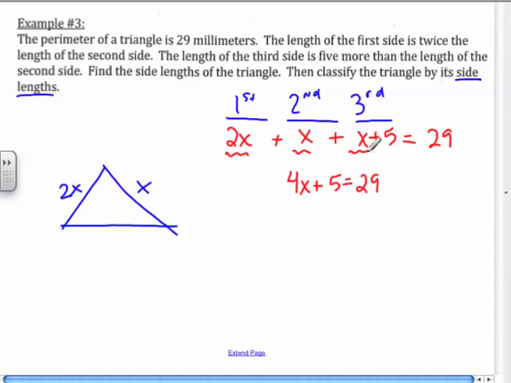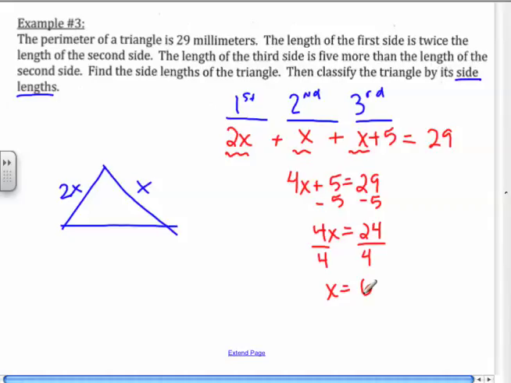Where do I go from there, Will? You may want to rephrase it. What do I need to do on both sides? Minus 5. I need to subtract 5 on both sides. So it's 29 minus 5, right? So I'm going to get 4x is equal to 24. Good. And then what am I going to get from there, Kyle? Divide both sides by 4, and I get, Kyle? X equals 6.